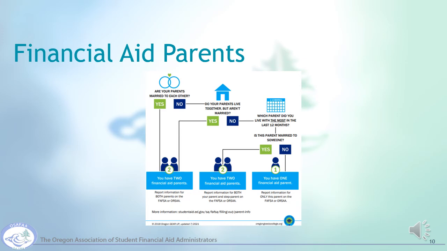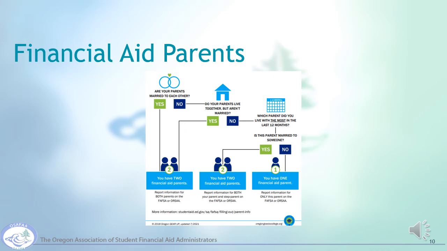This graphic helps illustrate how you determine the parental information needed on the application. Remember, the financial aid rules for parent are very specific and may be different than what the student or parent is expecting. It's important to follow the financial aid rules when determining what parent information is reported on the FAFSA or the ORSAA. First, are the student's biological or adoptive parents married to each other? If yes, they will report both parents' information on the application.